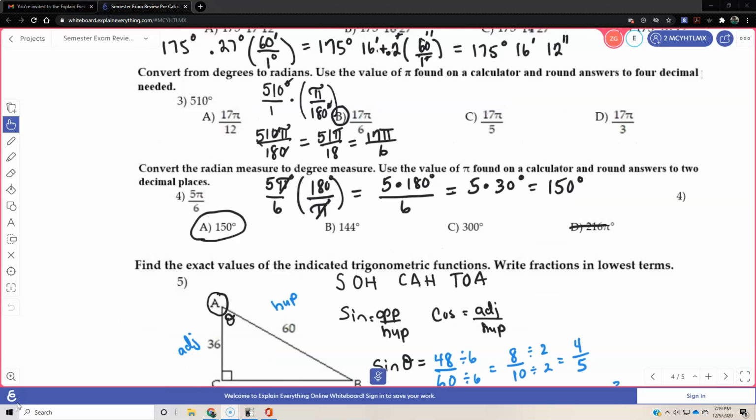The next problem, we have convert degrees to radians. Use a value of pi found on the calculator and round your answers to 4 decimal places as needed. So you have 510 degrees times the ratio, which is pi to 180 degrees. The degrees cancel, so you're left with 510 over 180. The zeros cancel, so you have 51 over 18 pi. And then you simplify again, you get 17 pi over 6, which is B.